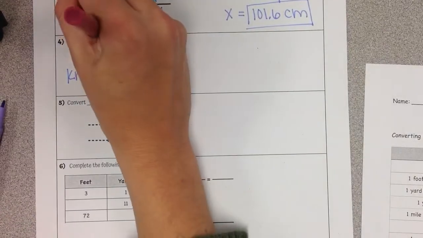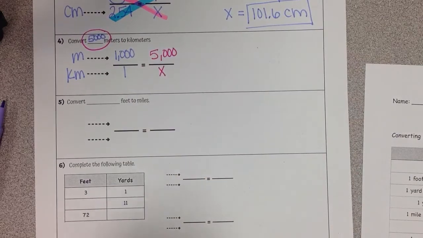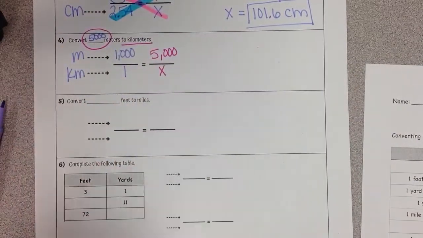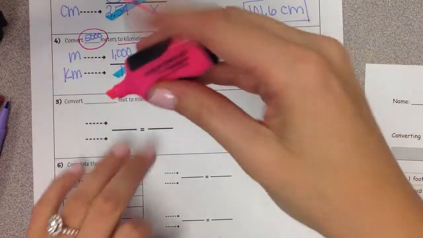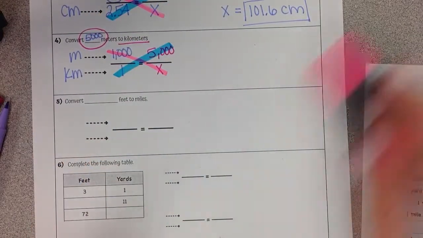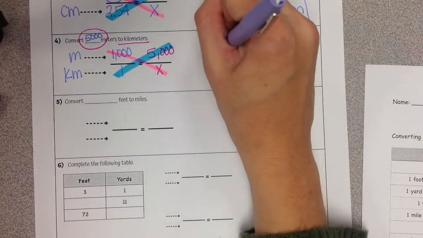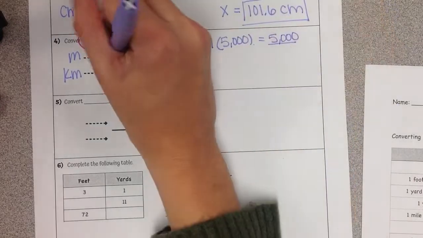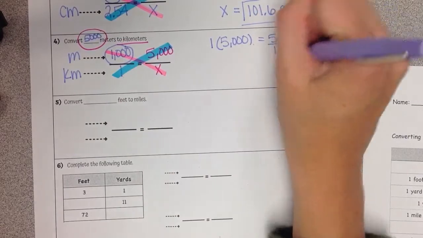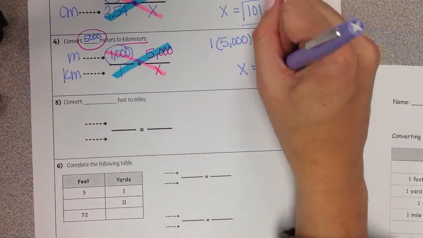We're going to look at the number that was given to us. 5,000 meters, so that's going to go on top. We are solving for kilometers. We're converting it to kilometers. Going to highlight. And we're going to multiply here. So we've got 1 times 5,000, which equals 5,000. And we're going to divide by 1,000, and we get 5. What were we solving for? We were solving for kilometers.